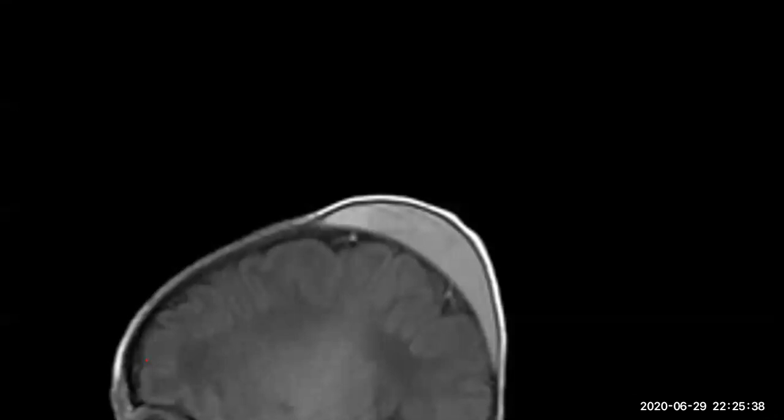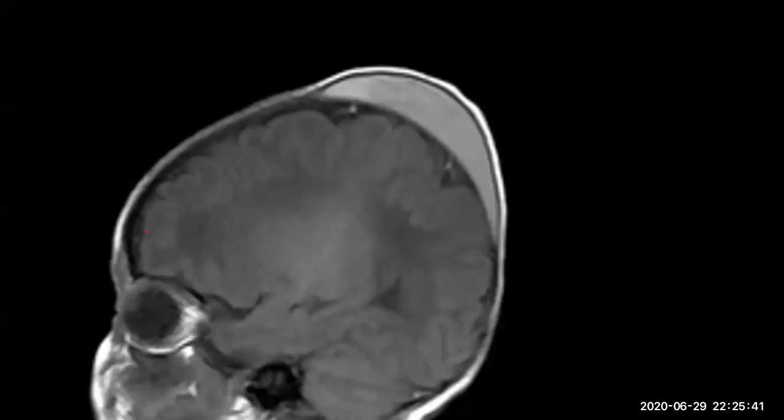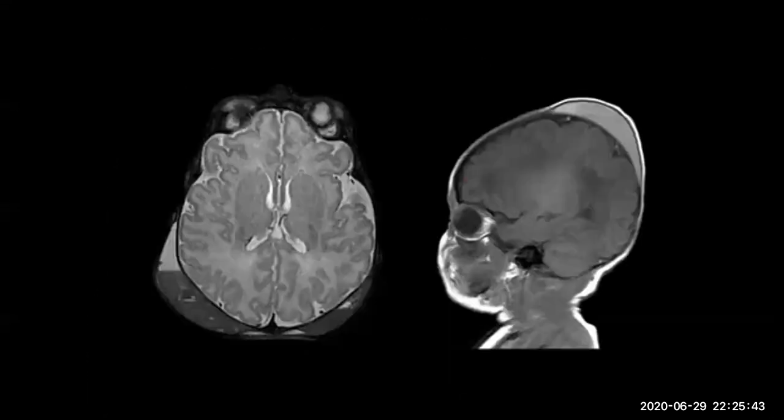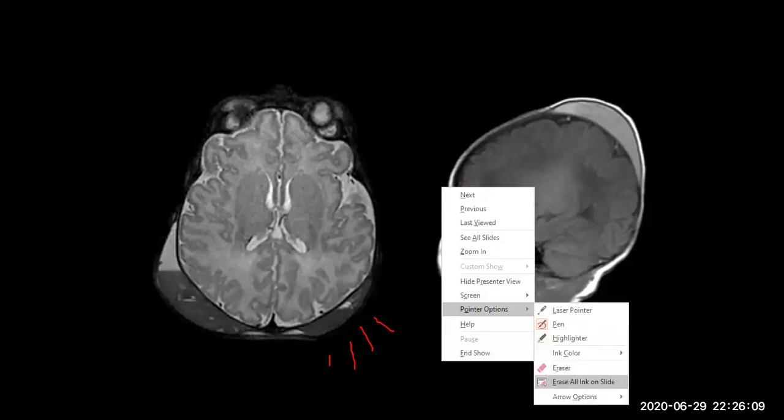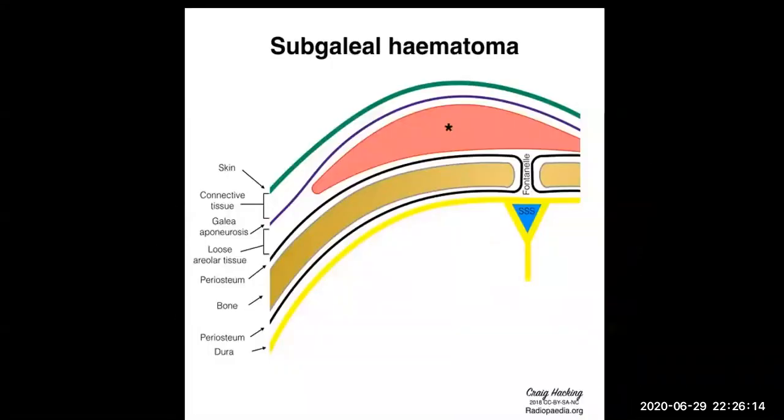Okay. So this is a caput succedaneum. Sorry, this is subgaleal hematoma. There is another smaller hematoma on the left side also, okay? This one. So this is subgaleal hematoma, and this is the subgaleal hematoma.